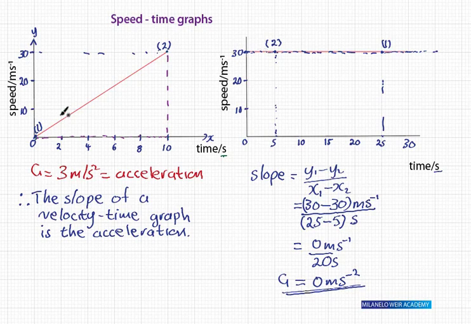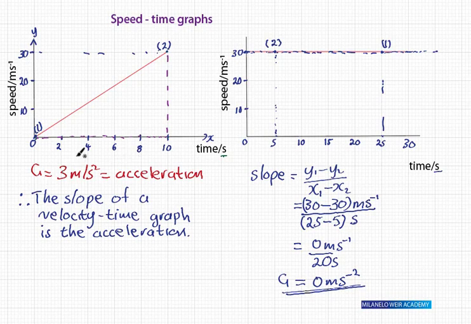How about this one? Here what we see is the gradient is just a straight line, right? The graph is just a straight line. This means the acceleration is constant, or the speed is changing uniformly. The speed is changing uniformly, or we can just say the acceleration is constant.